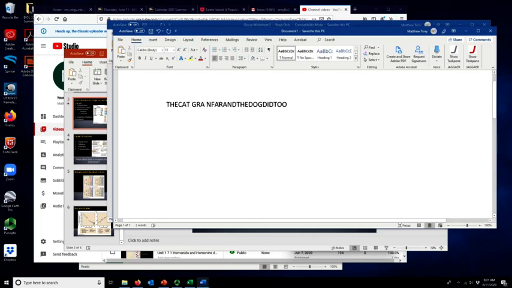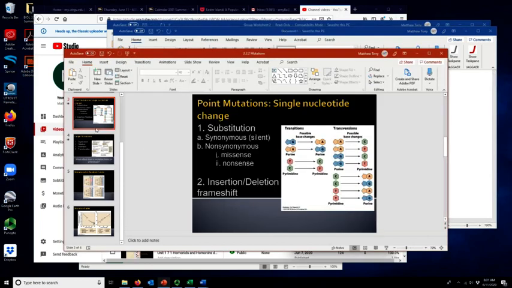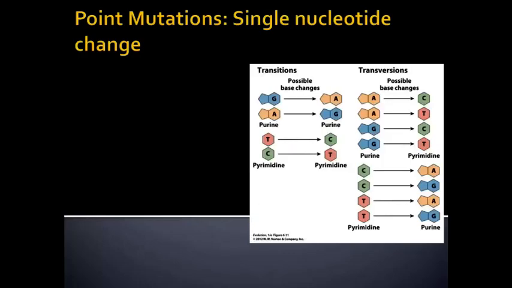So I'm going to put spaces here. Now notice that not only did I impact the codon where the mutation occurred, but I also impacted everything downstream. And that's going to be important here. So that would be an insertion deletion. All right, so on to our PowerPoint.